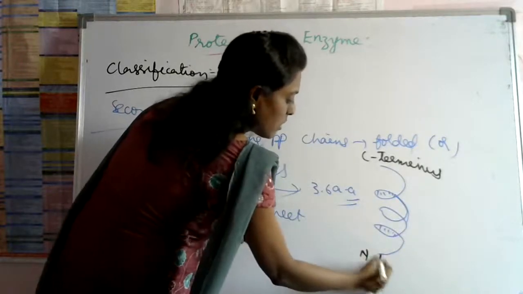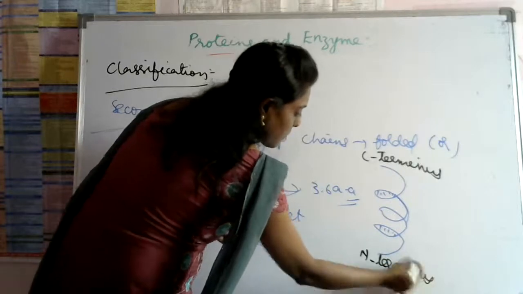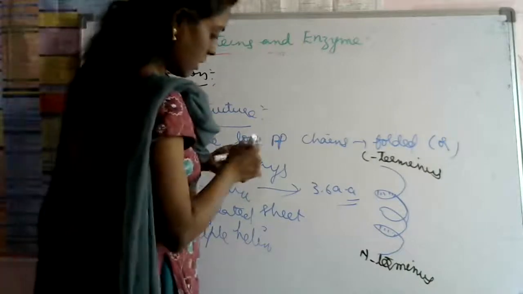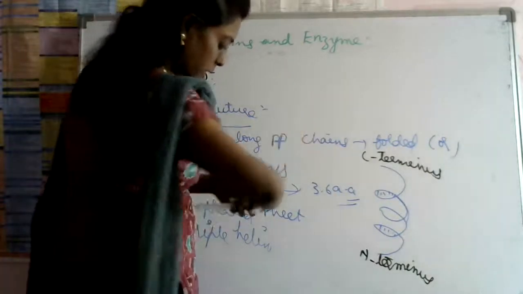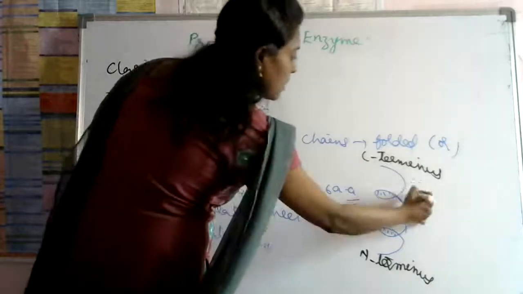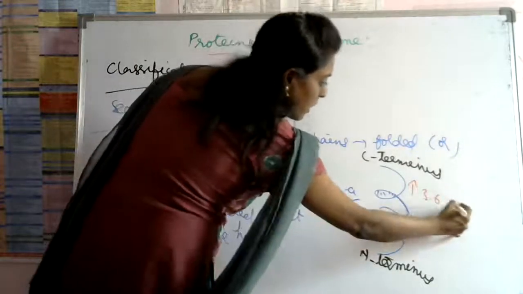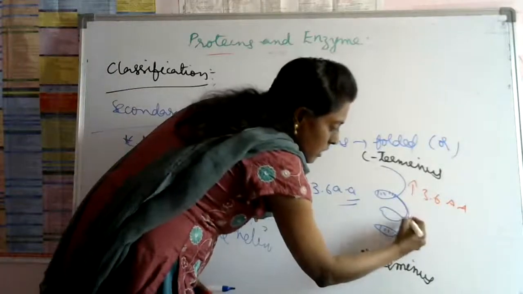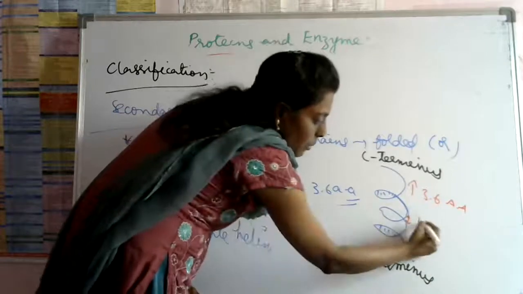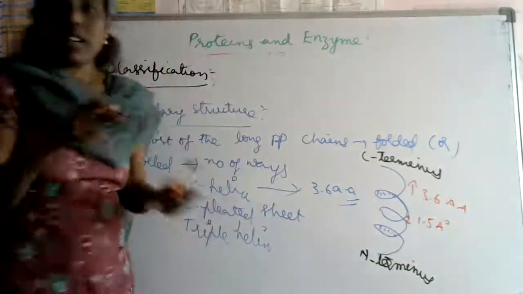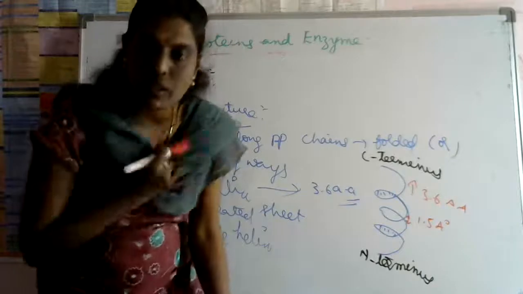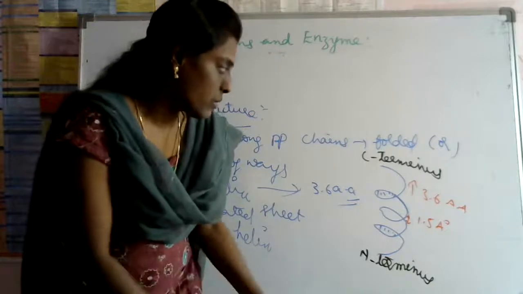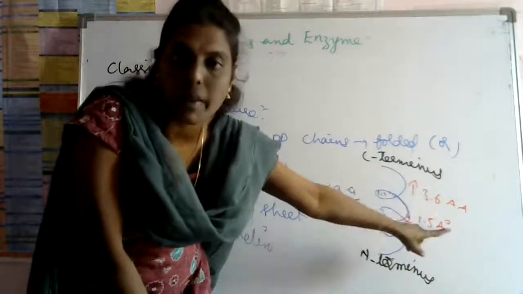This is the N terminus. Here, how many amino acids per turn? It is having 3.6 amino acids. And what is the distance between this turn? It is 1.5 angstrom units. For each turn, there will be 3.6 amino acids.